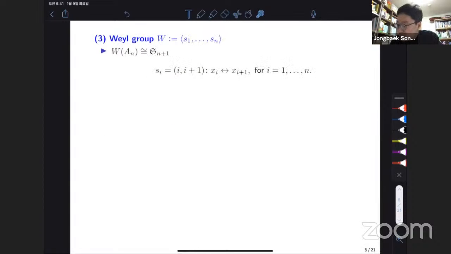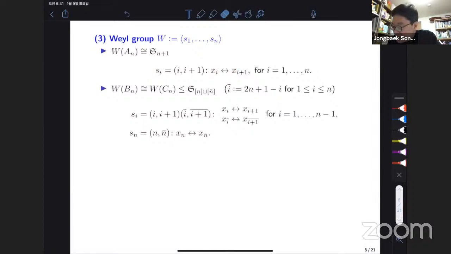About the Weyl group, for type A, this is the symmetric group, and the symmetric group is generated by simple transpositions. We are looking at each simple transposition as a reflection on this vector space. The way we understand this is just permuting the ith coordinate and the (i+1)th coordinate in the vector space.